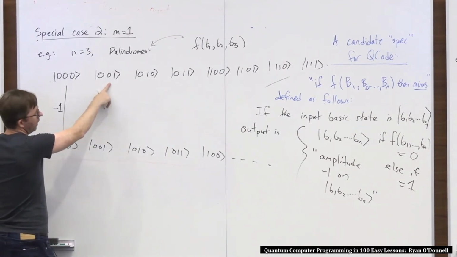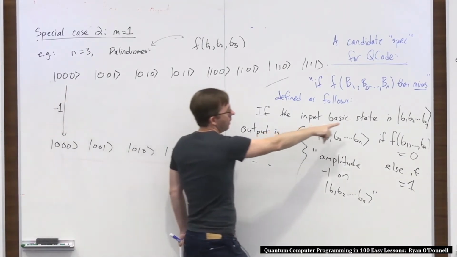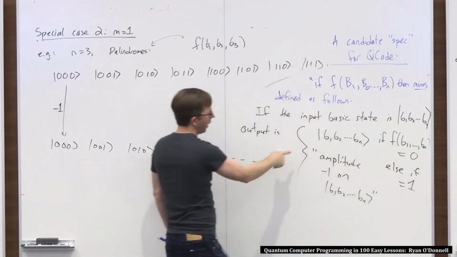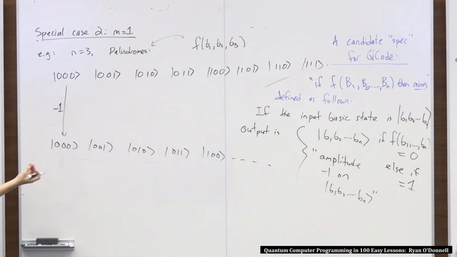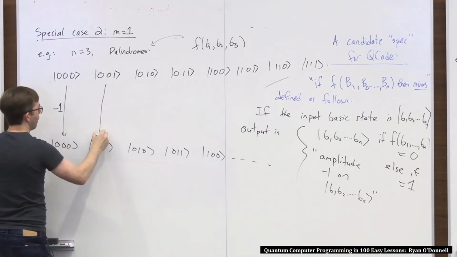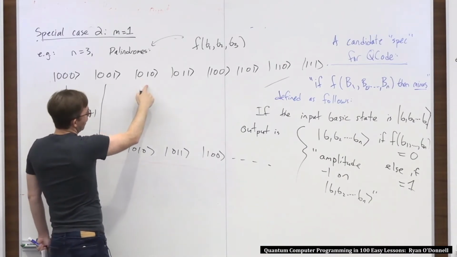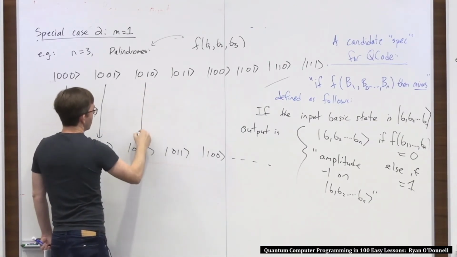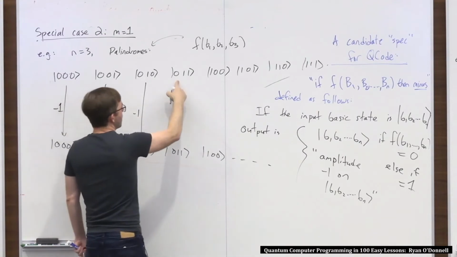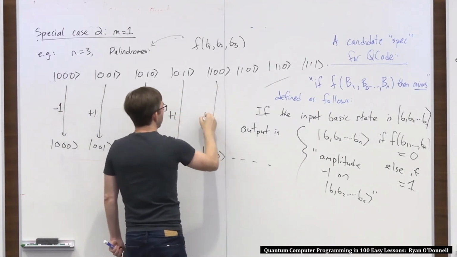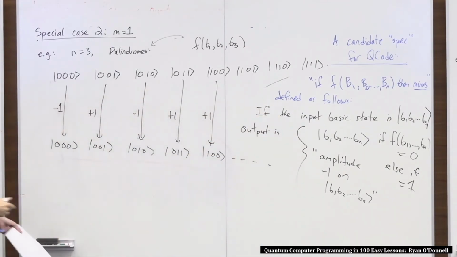And 0, 0, 1 is not a palindrome, so f of that is 0, so we don't do anything. We have amplitude +1 on this, so +1. 0, 1, 0 is a palindrome, therefore supposed to get amplitude -1. This is not a palindrome, so amplitude +1. Not a palindrome, so amplitude +1. There's 3 more, but I won't draw them.